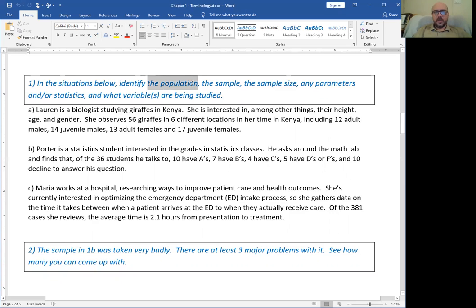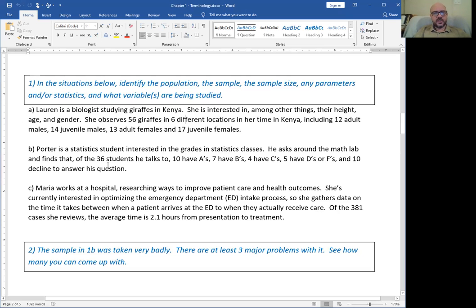So the population. The population is the thing that Lauren is trying to generalize about. And it says that she is studying giraffes in Kenya. So Kenyan giraffes, that's the population. Her sample is the giraffes that she actually observed. So the 56 giraffes that she observed in 6 different locations, including all these subgroups here. That's her sample. The sample size is how many giraffes she observed. 56. Sample size is 56. If you want the difference between sample and sample size, by the way, sample is what or who, and sample size is how many. Right? So 56 is the sample size, and then the giraffes she observed is the sample itself.